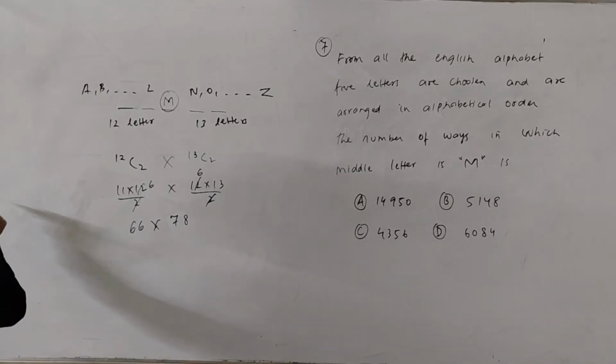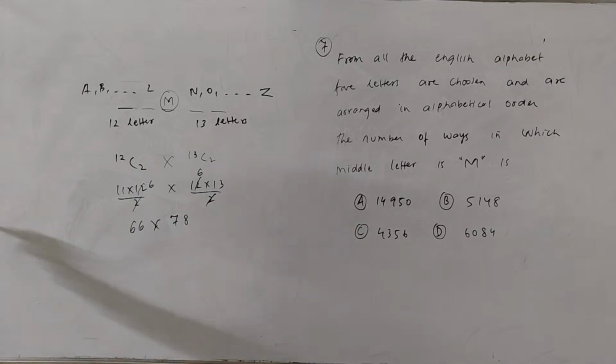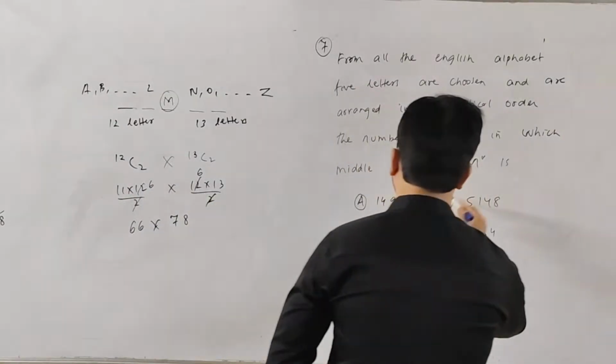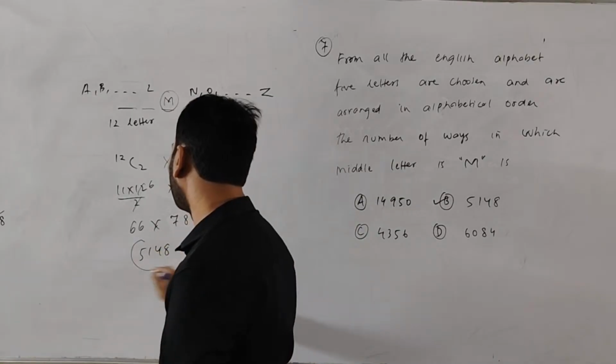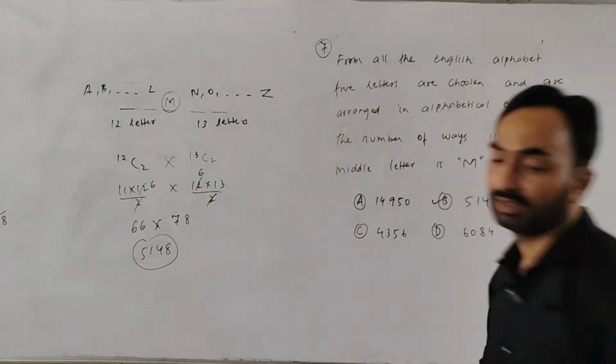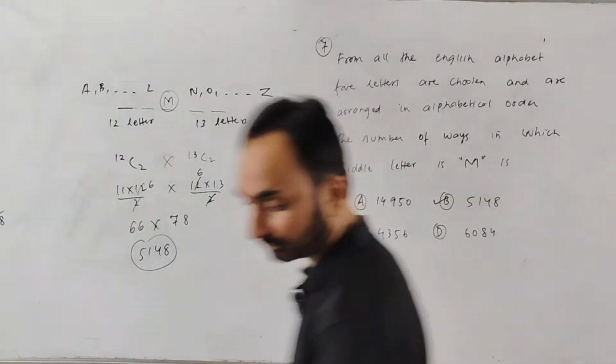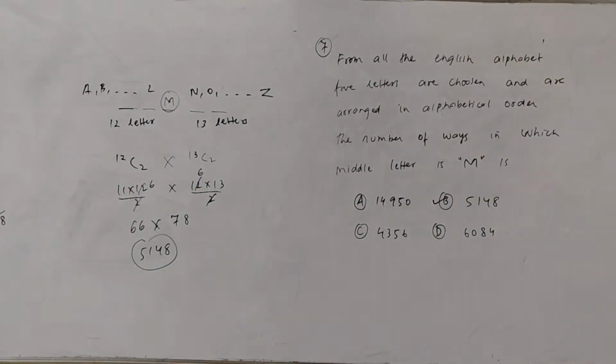8 6s are 48. 48 and 52. 7 6s are 42. 4 and 46. 8, 4. This comes out 5, 6, 11. And 5148, is it any answer? Yes, option B. Here it is coming 5148, which is option number B. B is the right answer for you. This was from the year 2025 only.